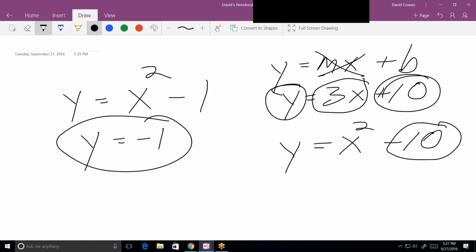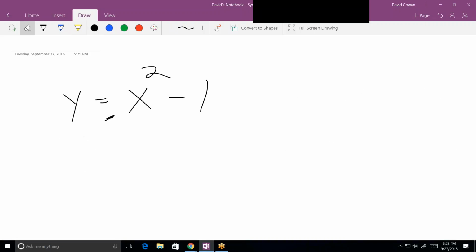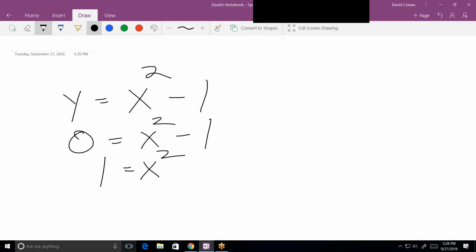Now, back to this problem over here, this quadratic. Here, let me erase one of these. So if I'm trying to solve for the x-intercept, I'm solving this, correct? Yeah. Next step. You would add 1 on both sides. Okay, that gives me x squared equals 1. What's the next step?